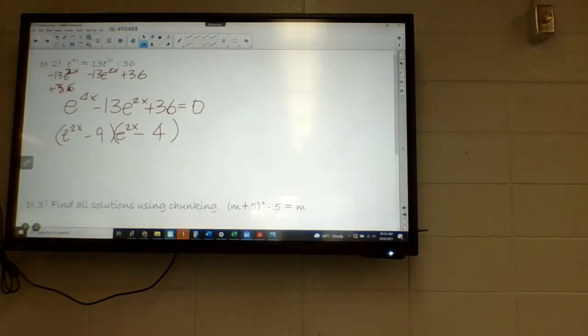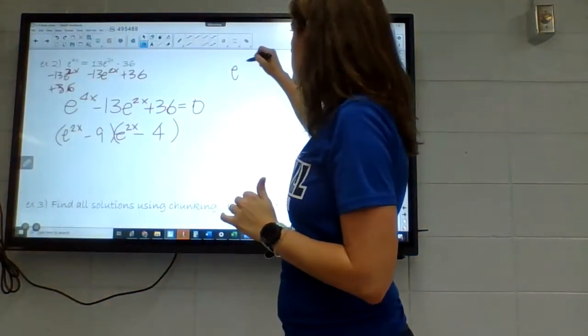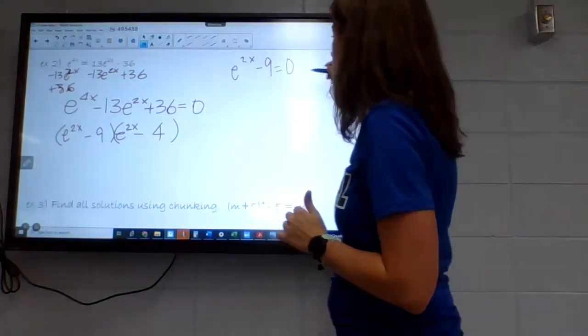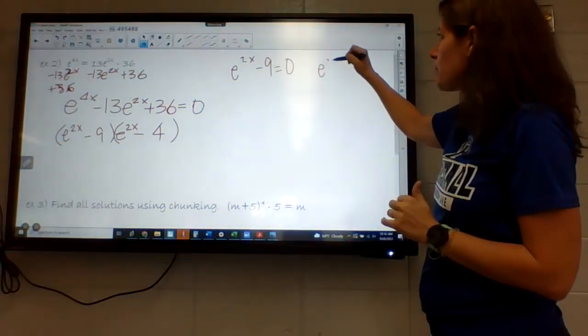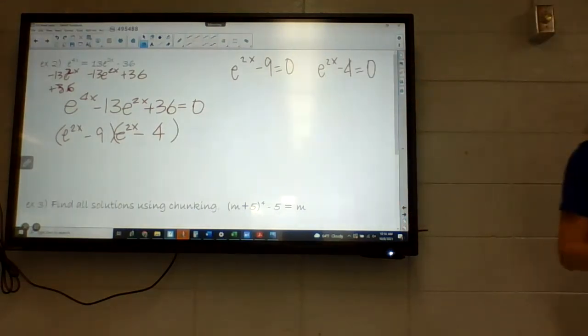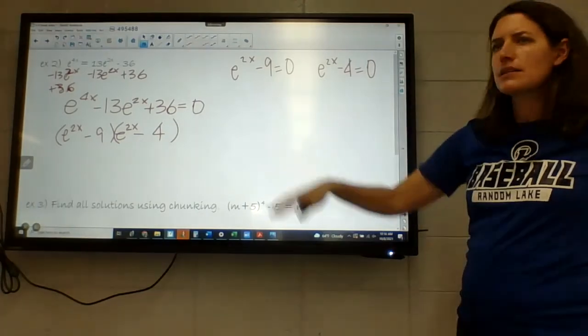Now let's set up 2 equations. So e to the 2x minus 9 equals 0. And e to the 2x minus 4 equals 0. And this is kind of why we did what we did yesterday. Number 1 on your homework was solving a problem that had an e with an exponent that was a variable. What are we going to do next in this?